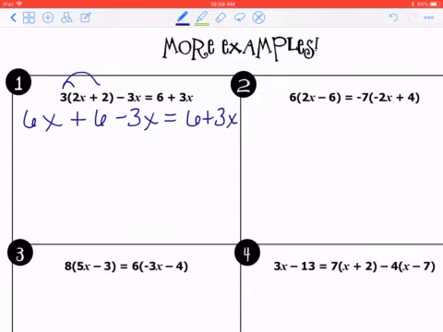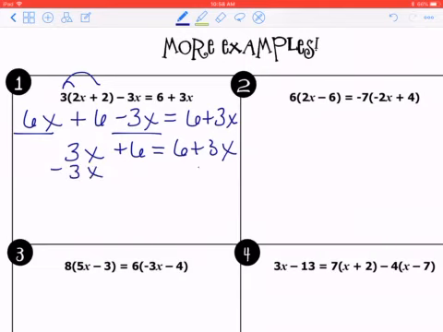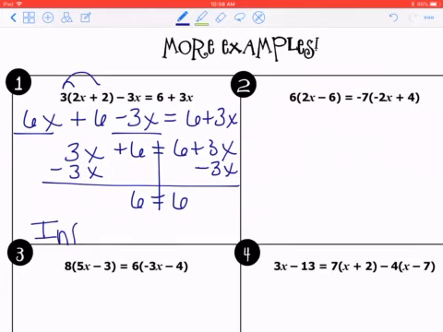So after we distribute, you always combine like terms. So 6x subtract 3x, which is 3x. And again, I'm sure you're noticing these are very, very similar. Variables on both sides, so I would subtract 3x. And from there, I can see that I have left 6 equals 6, which is true. So you'd write infinite solution.